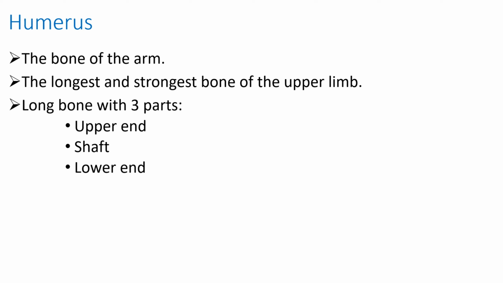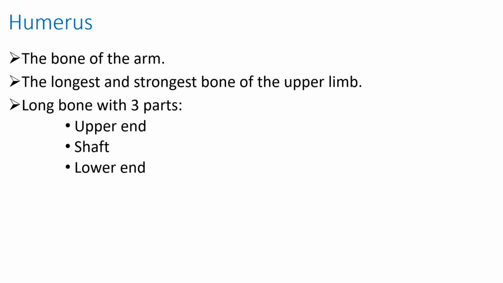The strongest bone in the entire body is the femur, and the femur is also the longest bone in the entire body, and it is a bone of the lower limb. We'll look at it later. But for the humerus, it is the longest and strongest bone in the upper limb.